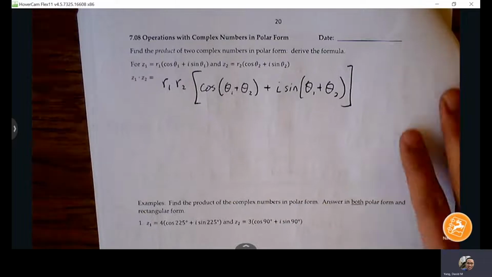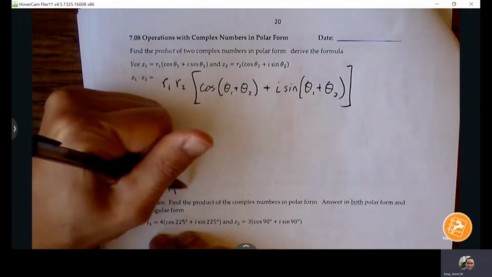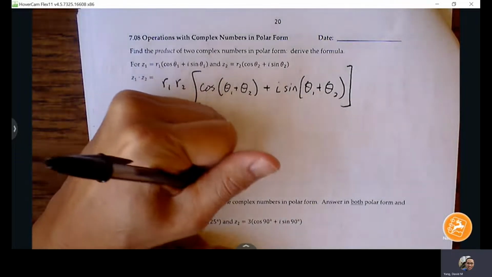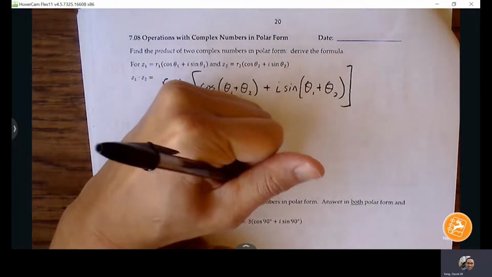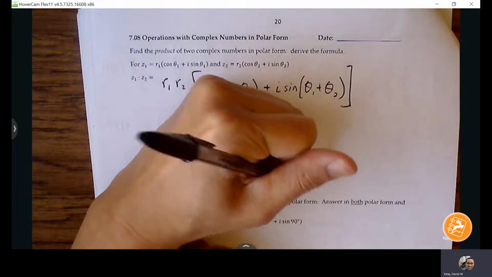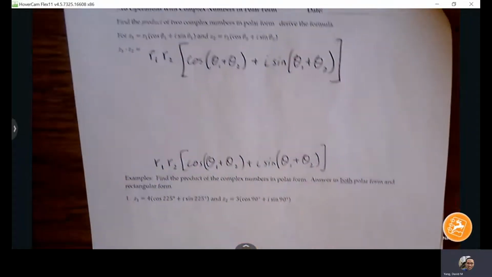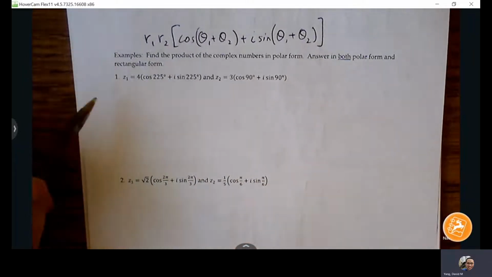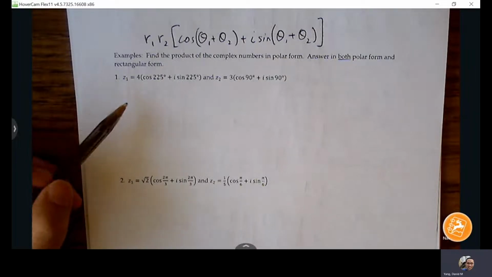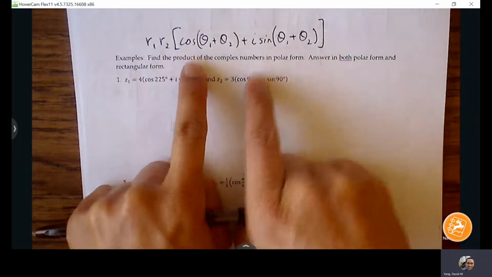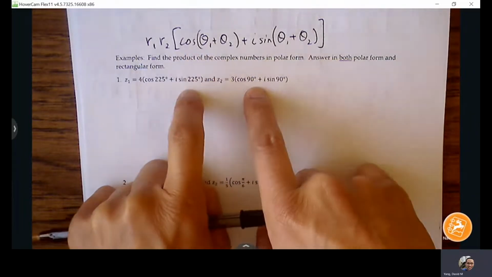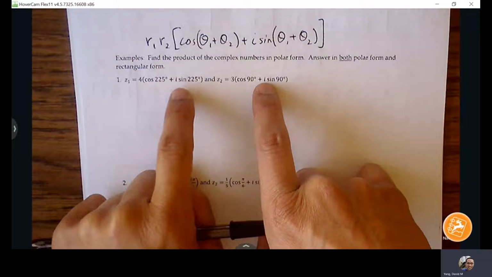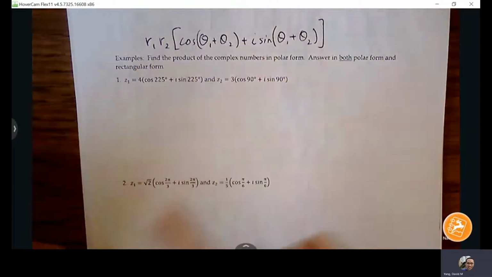All right, so let's look at example 1. I'll put the formula right above it so we have easy access to it. Find the product of the complex numbers in polar form. Answer in both polar form and rectangular form. So we'll multiply this because both are already in polar form. We'll combine them together and we'll use the r cosine theta, r sine theta to convert from polar to rectangular, just like how we did yesterday in class.